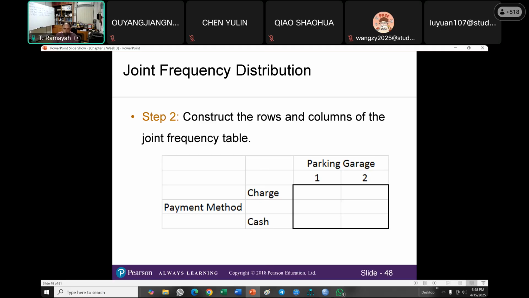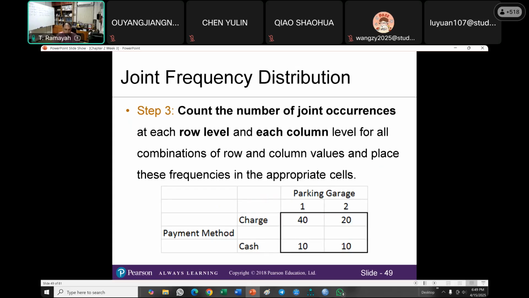Then all the data that you have, you will group them into these 4 cells, we call it. Those who park in garage number 1 and charge to the card will appear in this cell, and those who park in garage number 2 and charge to the card will appear in this cell. And those who park in garage number 1 and pay cash, the number will appear here. And those who park in garage number 2 and pay cash will appear in the cell here. So this is how this joint distribution table is developed. So we have rows and columns.